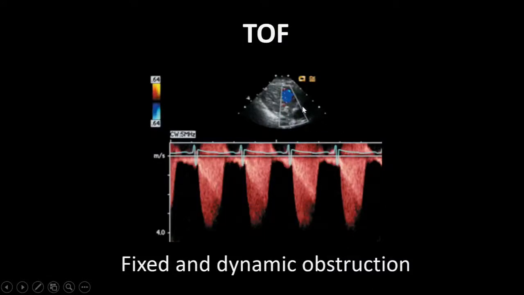Here we're sticking with tetralogy of Fallot, but it's mostly to show you an example of what a Doppler trace looks like with fixed and dynamic obstruction. Here you can see two envelopes superimposed on each other. The dynamic obstruction has a later peak because it's developing later in systole.